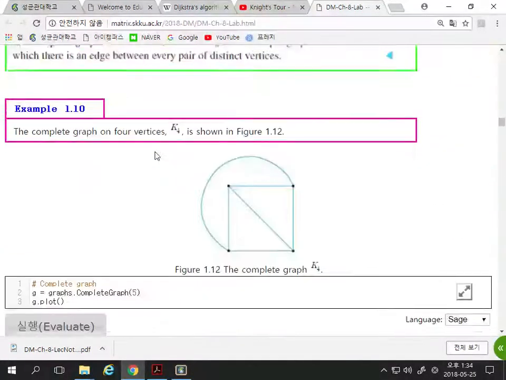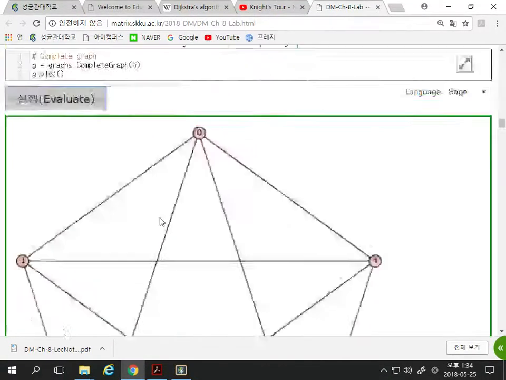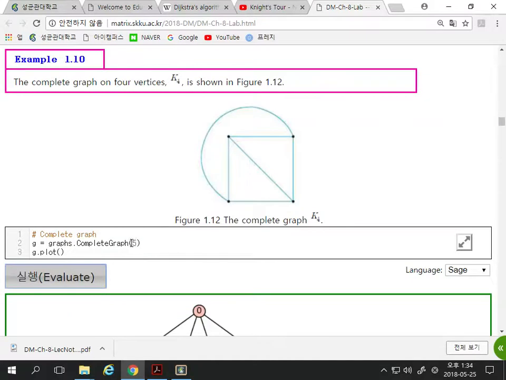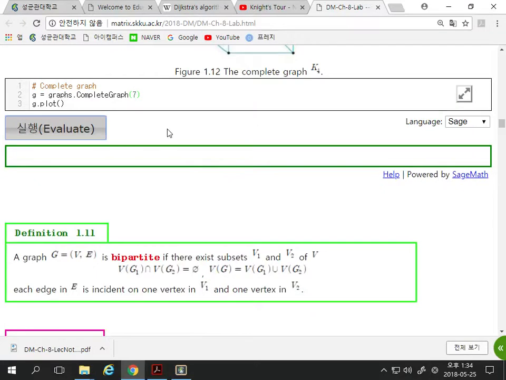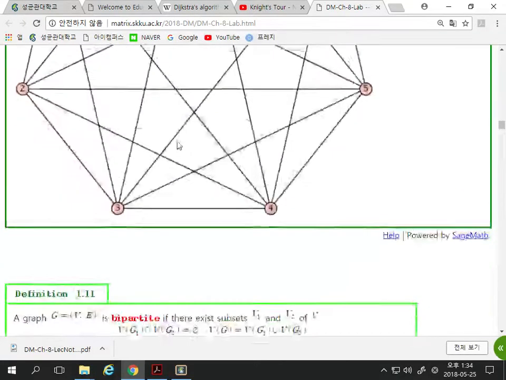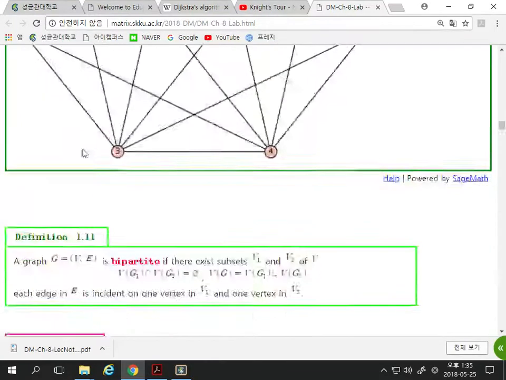You can draw all the graphs. This is the complete graph of K5. If you want to have a complete graph of K3, then this is a simple one. If you want to have a complete graph of K7, then you have 7 vertices, and all vertices have 6 edges.